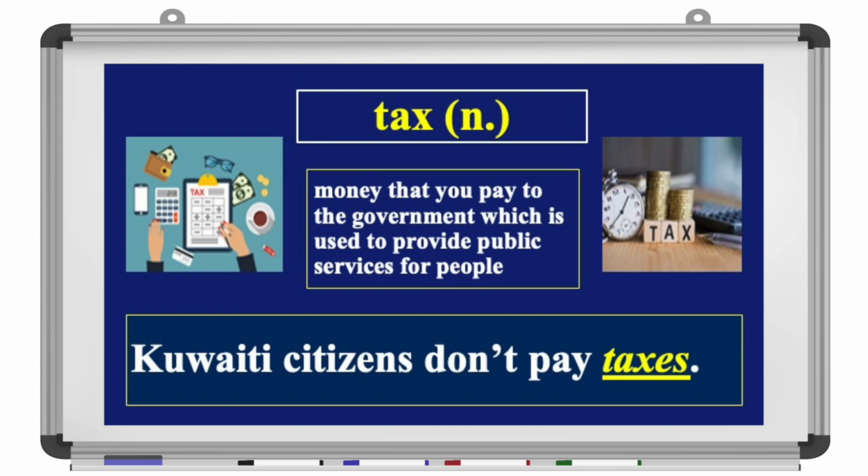The next word or vocabulary item is tax. It's also about money. It is a noun. It means money that you pay to the government, which is used to provide public services for people. For example, Kuwaiti citizens don't pay taxes. People in the US, for example, they pay taxes. Or in the United Arab Emirates, they also pay taxes.